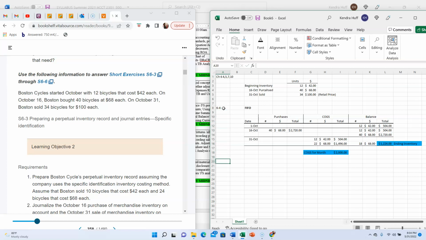All right, number 5 is basically the same thing, except that it is LIFO. All right, so once again, I'm just going to copy this top part. No point redoing it over and over.